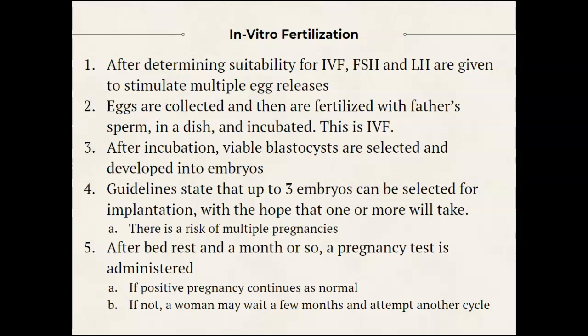Ideally, 1 will take, sometimes more than 1 can take, and then about a month later, a pregnancy test is administered. If it is a positive pregnancy, then the pregnancy will continue as normal, totally inside of the body. No other concerns. It will just develop naturally. If a pregnancy test comes back negative, none of the embryos took, then you have to wait a little bit, and then you do this whole process again.